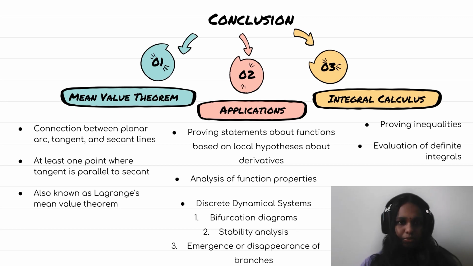It serves as a tool to prove statements about functions by considering local hypotheses concerning the derivative, enabling the analysis and comprehension of function properties. In discrete dynamical systems, the mean value theorem is employed to examine bifurcation diagrams, helping in the determination of stability and the appearance and disappearance of branches. Moreover, in integral calculus, this theorem is used to establish specific inequalities and evaluate definite integrals by relating them to the average value of the function over the given interval. Throughout these applications, the mean value theorem significantly contributes to mathematical analysis and problem solving in various disciplines.